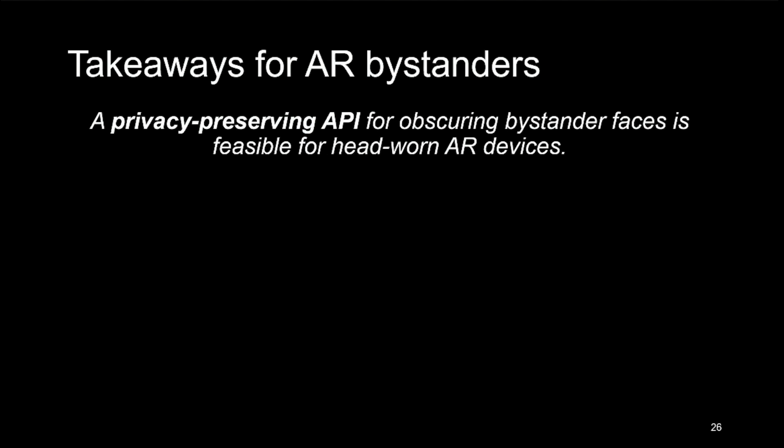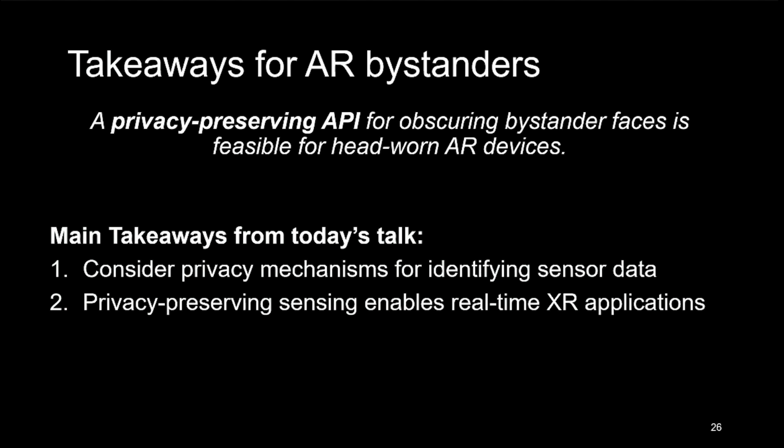So high-level takeaways, for the context of AR bystanders, we can build a privacy-preserving API that targets obscuring bystander faces, that is feasible for head-worn, everyday AR devices and can run in real time, or near real time at least. And the main takeaways that I want you to take away from this talk, and I'm really interested to hear your questions, is that we should be considering privacy mechanisms for identifying sensor data, whether that's your face or the user themselves and their iris, things of that nature, and that we can actually pull this off, right? We have sensing approaches and want to think about privacy-preserving sensing at the sensor level instead of just offline datasets or analysis after the fact. We can build these into real-time applications. I'm really interested to see what other sensors and devices people come up with in the future.